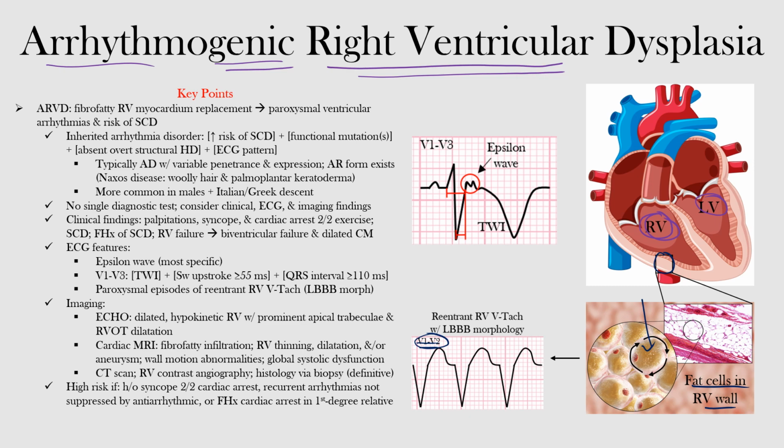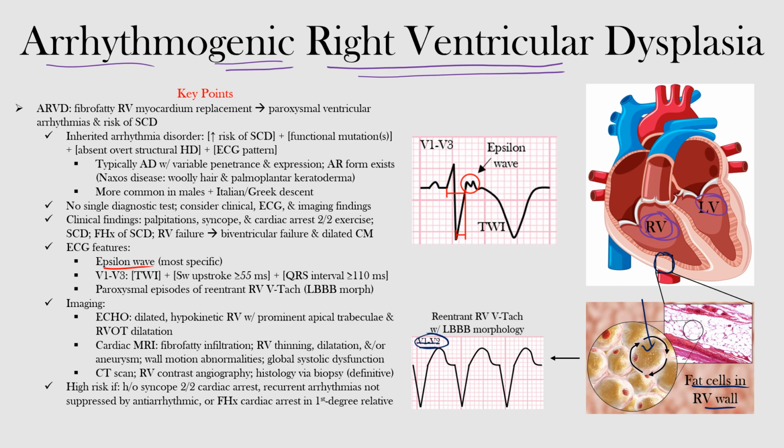Now let's take a look at those EKG features. The most specific finding that you will see and hear about, and it's seen in about 30% of these patients with arrhythmogenic right ventricular dysplasia, is the epsilon wave. The epsilon wave is a small positive deflection that tends to be buried in the end of the QRS complex. Okay, so here we have our epsilon wave, and you can see that here.